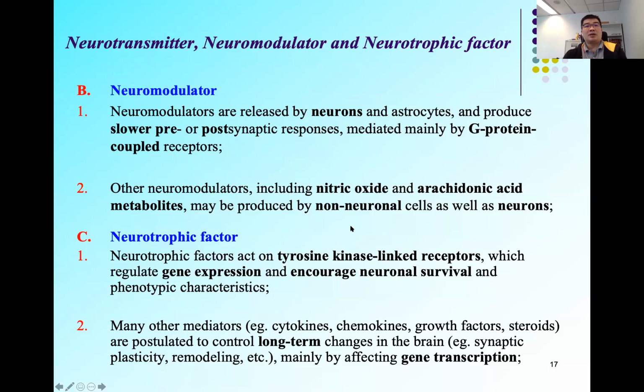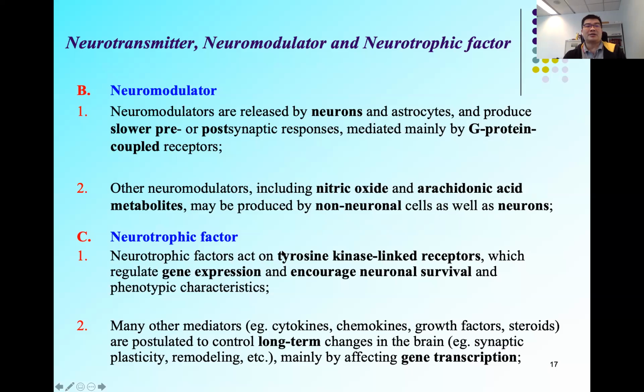So they may be produced by non-neuronal cells as well as neurons. So you can see that even non-neuronal cells can secrete neuromodulators. For example, astrocytes can produce those. Okay.